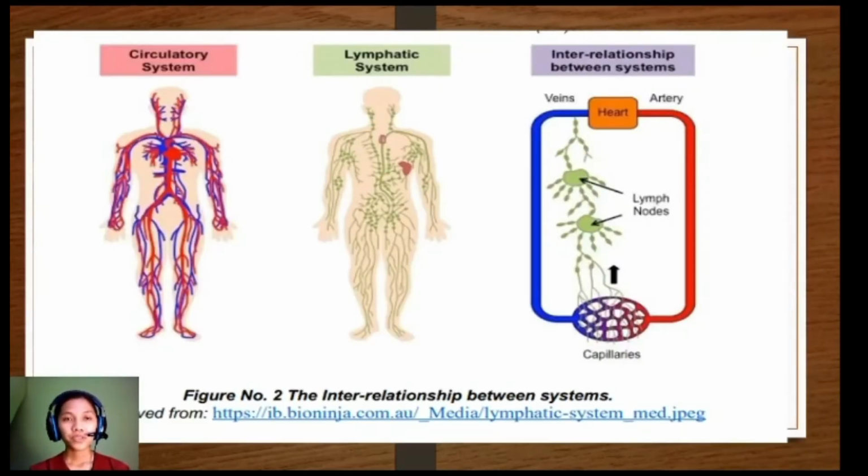So the circulatory system and lymphatic system interrelationship. The lymphatic system works with the cardiovascular system to return body fluids to the blood. So together, the blood, heart, and blood vessels form the circulatory system, and the lymphatic system, the lymph nodes and lymph vessels, supports the circulatory system by draining excess fluids and proteins from tissues back into the bloodstream, thereby preventing tissue swelling.